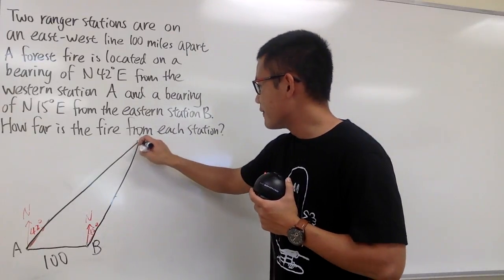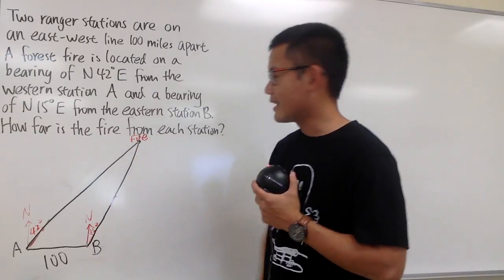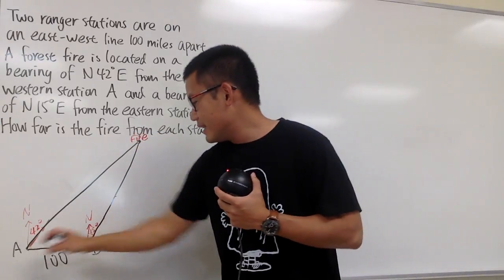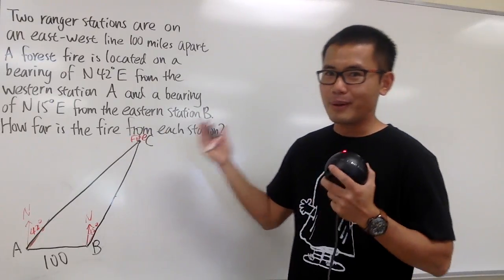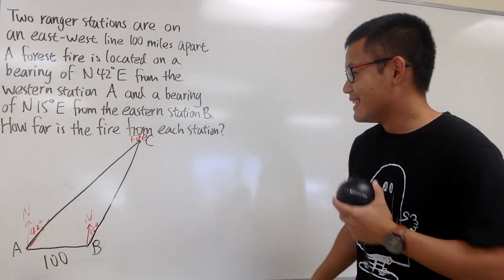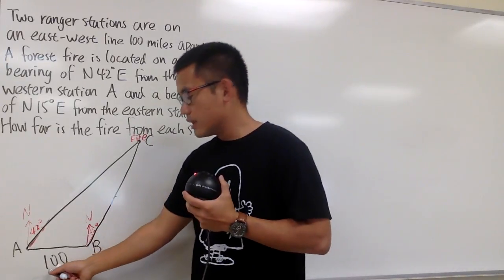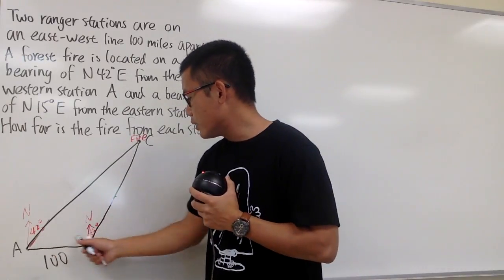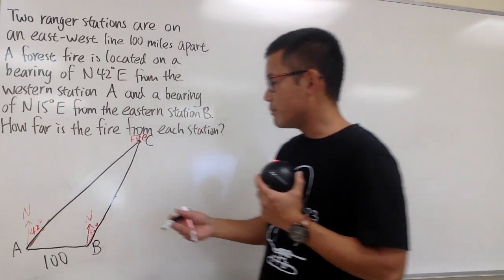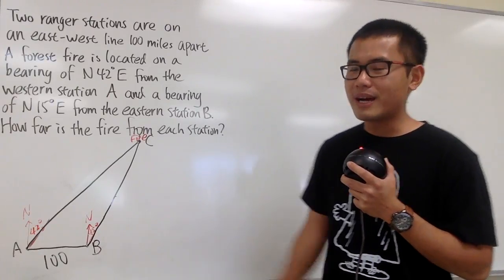Anyway, here is the fire. Let me just indicate that with fire in red, all right? Like that. Here's A, here's B. I will just call C to be the location of the fire. Anyway, this is a triangle that we have, and we have this side. Ideally speaking, we should find out all the angles inside of the triangle so that maybe we can use law of sine or law of cosine because this is not a right triangle, right?